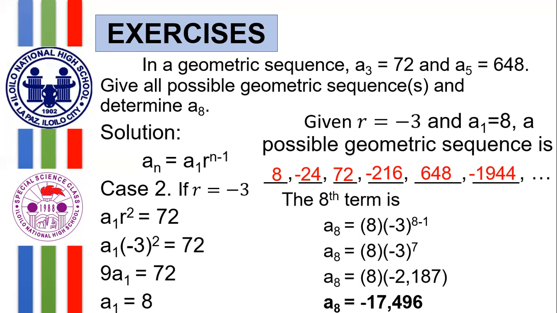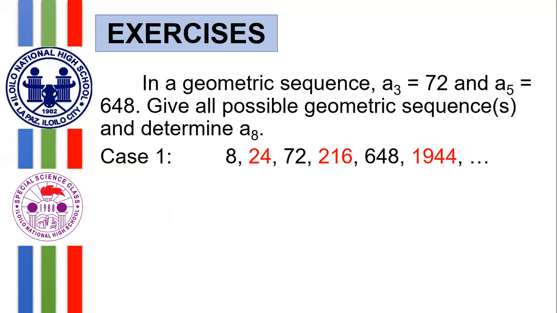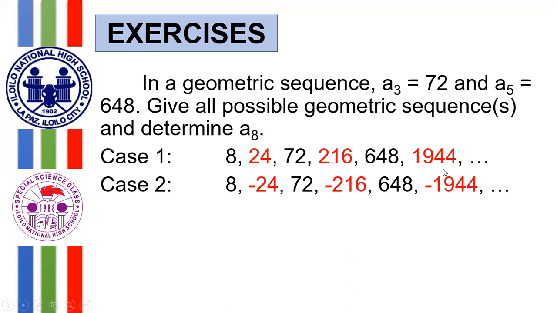All right, so far so good. But if you could notice for this particular case, you have 8. For the first case, you have 8, 24, 72, 216, 648, 1944, and so on. For the second case, you have 8, negative 24, 72, negative 216, and so on. And you also have 648, negative 1944. Okay. You could see some terms were in red and the rest were in black, and they are alternating, right?